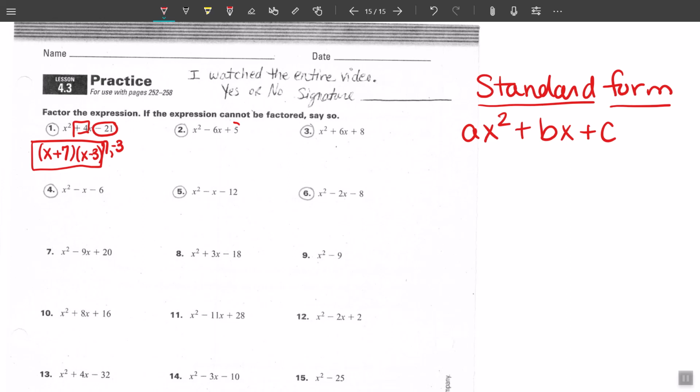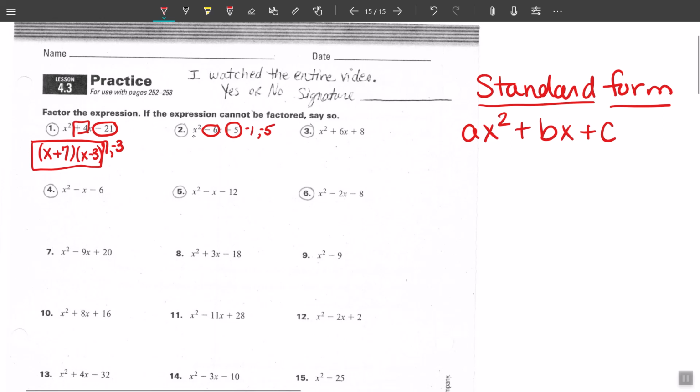If we're looking at number 2, we're looking for factors of 5, two numbers multiplied together that give you 5. The only two numbers that multiply to 5 are 1 and 5, because 5 is prime. We want a positive 5 when we multiply them, but a negative 6 when we add them. So if we make both factors negative, negative 1 and negative 5 multiply to give a positive 5, and when we add them together, we get a negative 6.